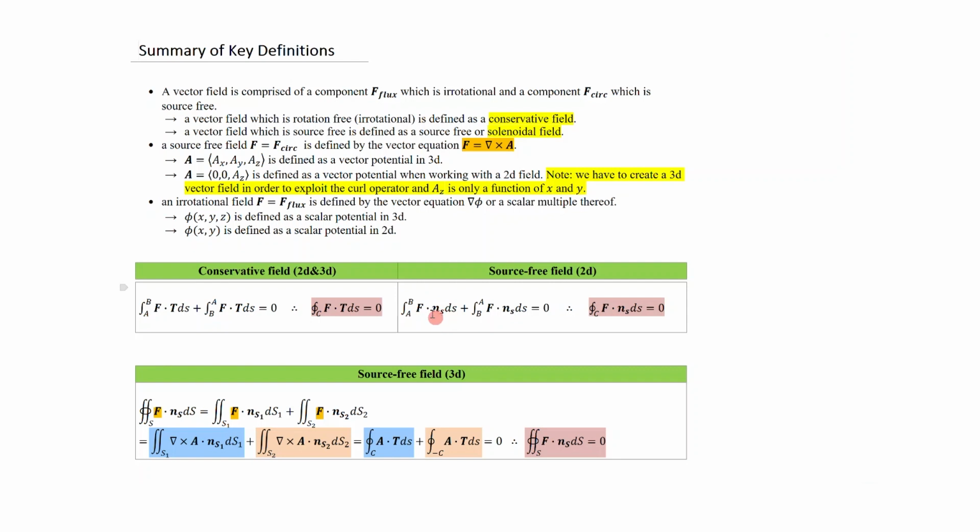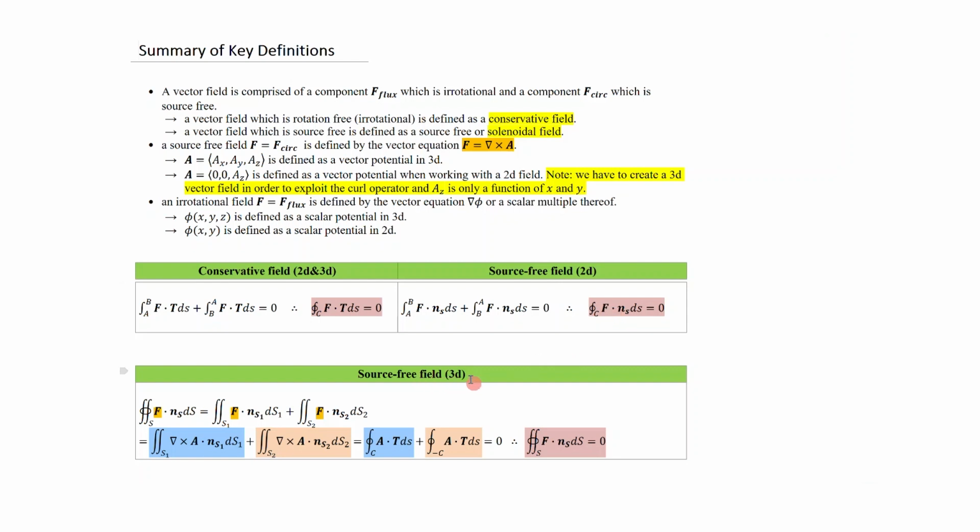And so this produces a positive contribution, this is a negative, and the sum of the two is equal to 0. Given that these two together form a closed contour integral, we can write it this way, but because the sum is equal to 0, it means a closed contour integration is equal to 0. So in 2D, if we see something of this form, then we know that F is source-free.